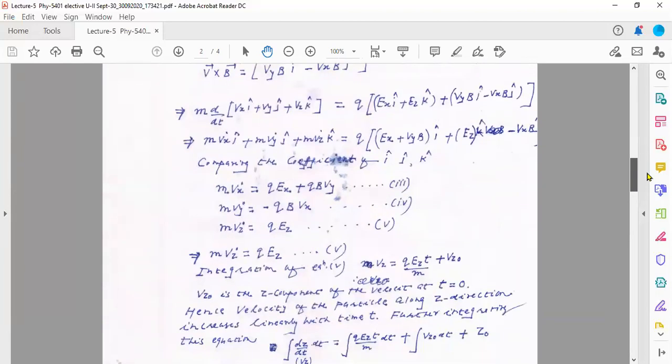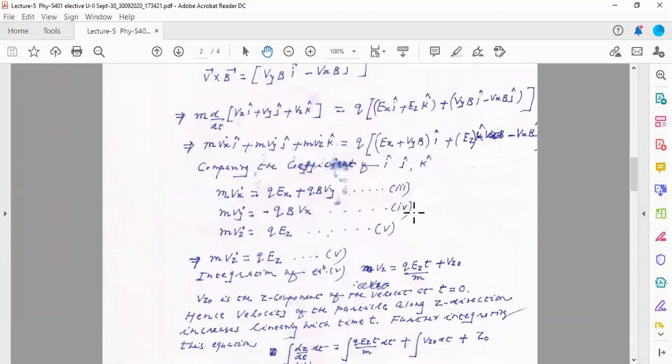And equation number 3, equation number 4, equation number 5 simply give you the component vectors and the time derivatives: Vx dot, the time derivative of the velocity component in the x direction, the velocity component in the y direction, and the velocity component in z. This you remember. Now I first take equation number 5. So I'm writing equation number 5 once again.